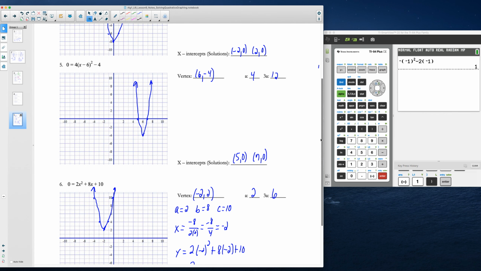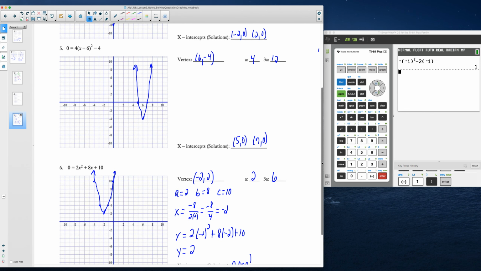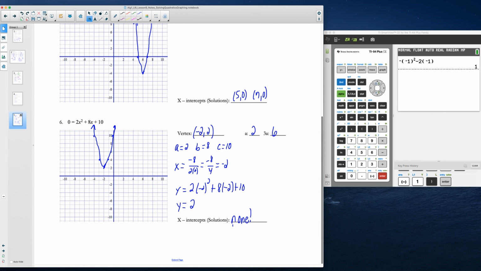All right, and then our final problem down here is in standard form. So you have to go through and do a little bit of work to find the vertex. So a is 2, b is 8, c is 10. All right, so we have to do the opposite of b over 2a. So the opposite of b would be negative 8. 2 times 2 in the denominator. Then negative 8 divided by 4 is negative 2.